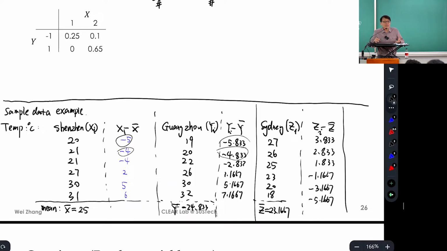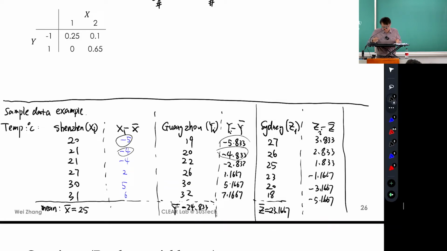Now I find another city, Sydney, which I think you know where it is, right? So that's the mean, that's the temperature. It's also pretty good. It seems like it's a better location to stay, right? It's cooler. And whenever Shenzhen is below its average, Sydney is above the average. Okay, if you multiply these two and sum them together, you will have a negative number.